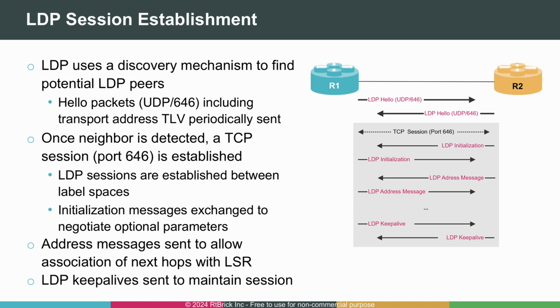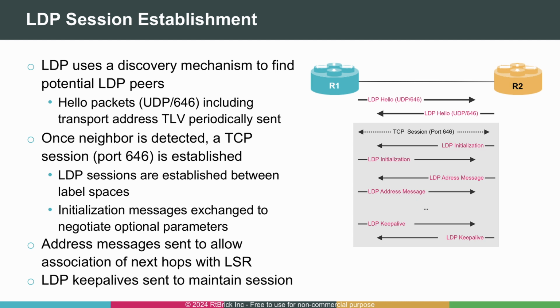For extended discovery, hello messages are unicast to explicitly configured neighbors that are not directly connected, resulting in a targeted LDP session. The hello packet includes a transport address TLV, which tells the neighbor which IP address to use for the subsequent TCP connection. Once a router has discovered a potential neighbor, the router with the higher router ID initiates a TCP transport connection for reliable communication, also on port 646.